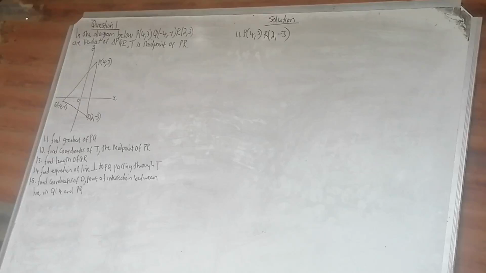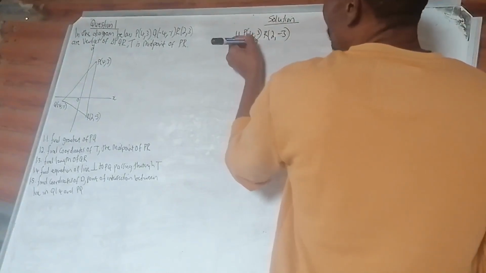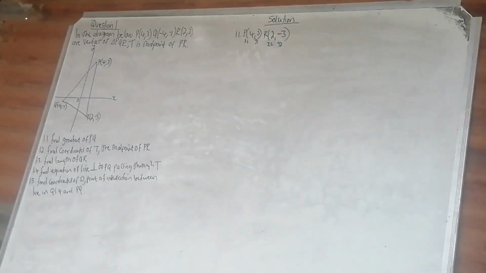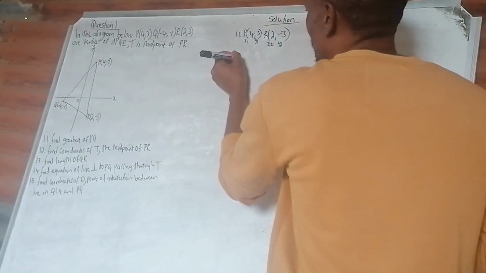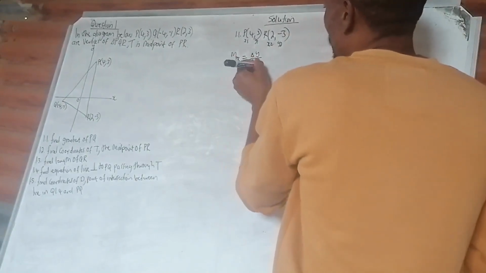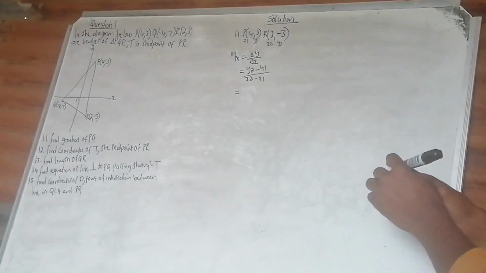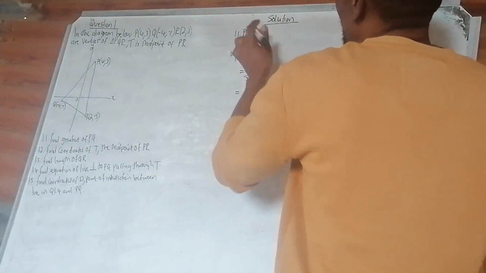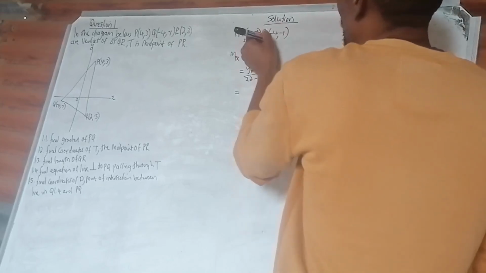X1, X2, Y1, Y2. So label x1, y1, x2, y2. And then you are calculating the gradient. This small m, the gradient of PR. The change in y over the change in x, which is y2 minus y1 over x2 minus x1. Oh, sorry, PQ, I'm sorry. Q with the coordinates minus 4 and minus 1.